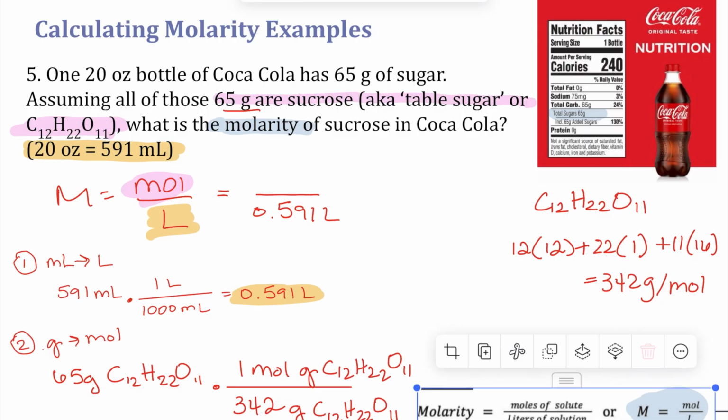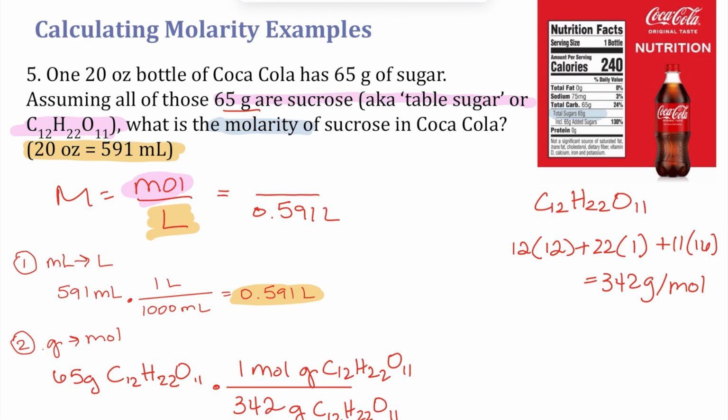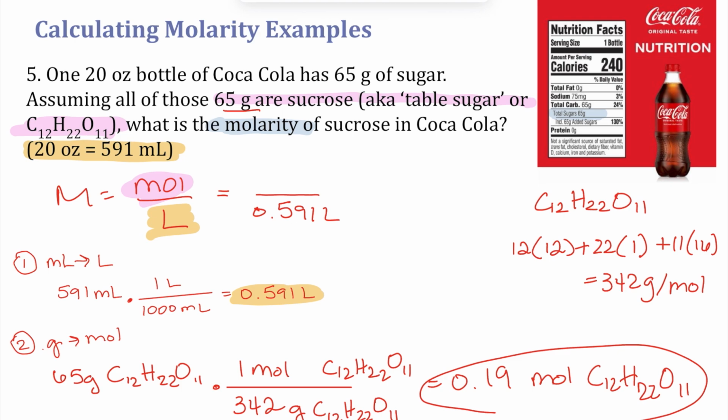And I'm going to get rid of my formula down here because I already have it written down. So we've got 65 times 1 divided by 342. That's going to be 0.19 moles of our sucrose. A typo up here, get rid of that grams. And so now we have that. That is our mole conversion.